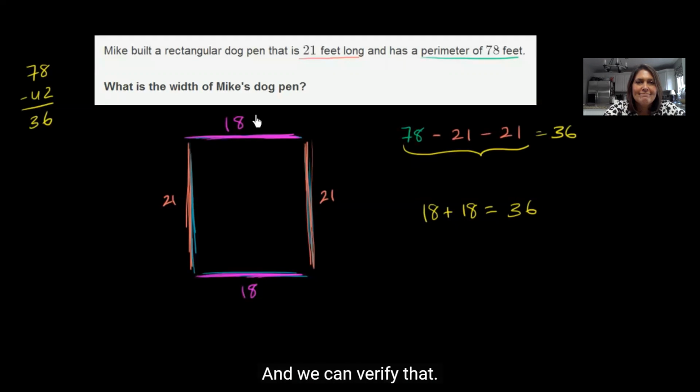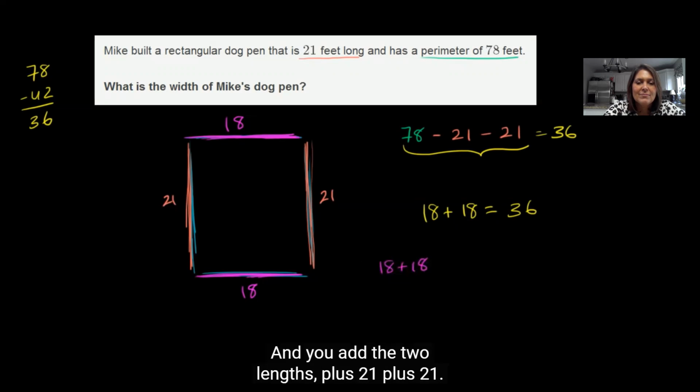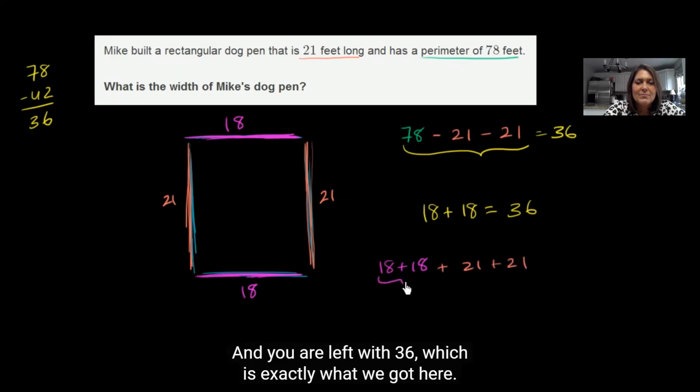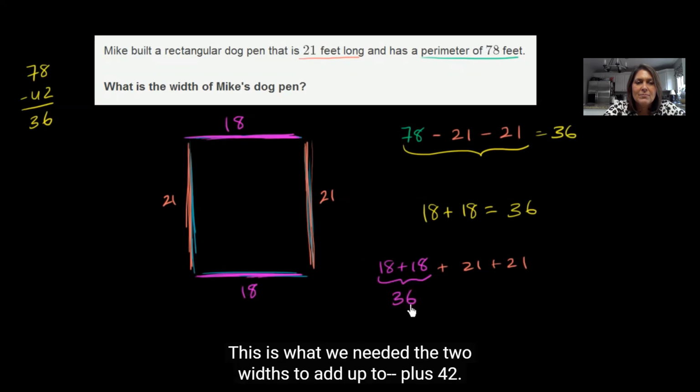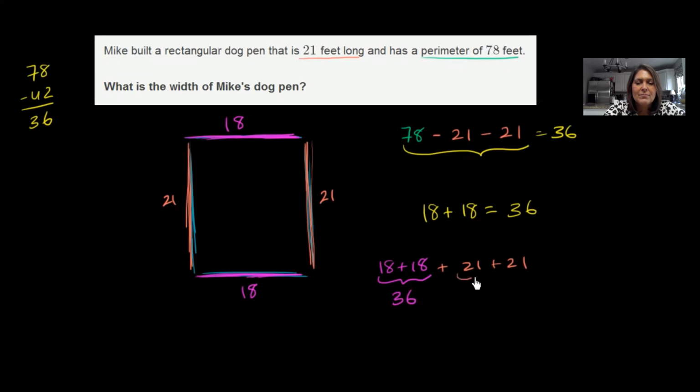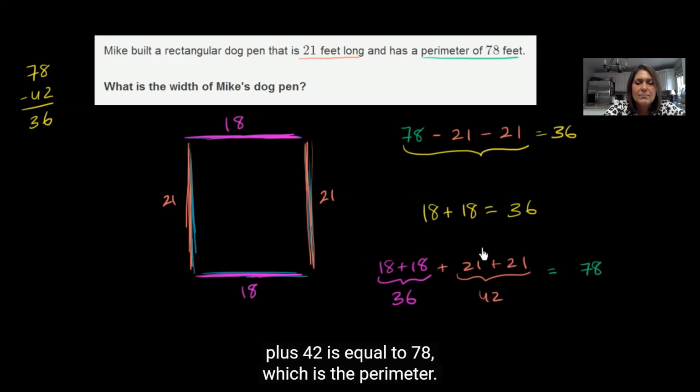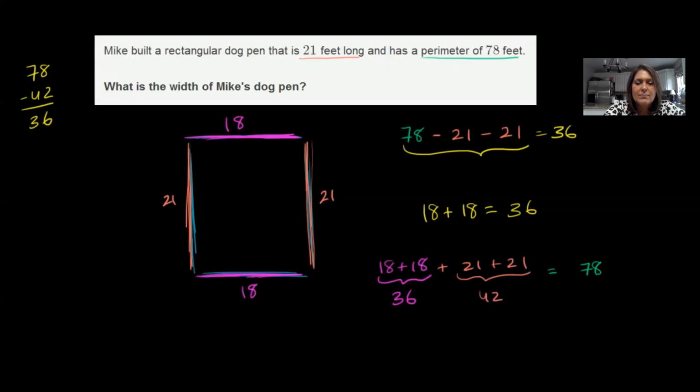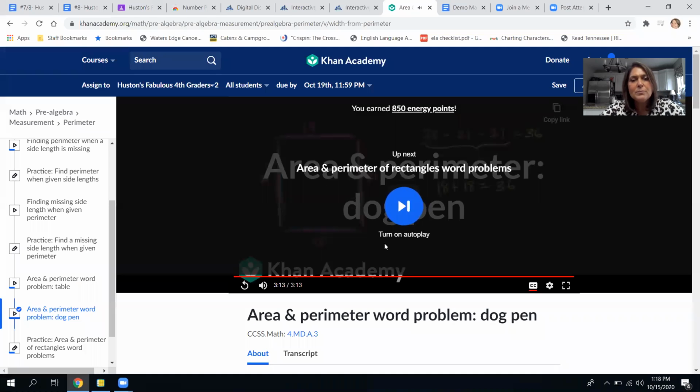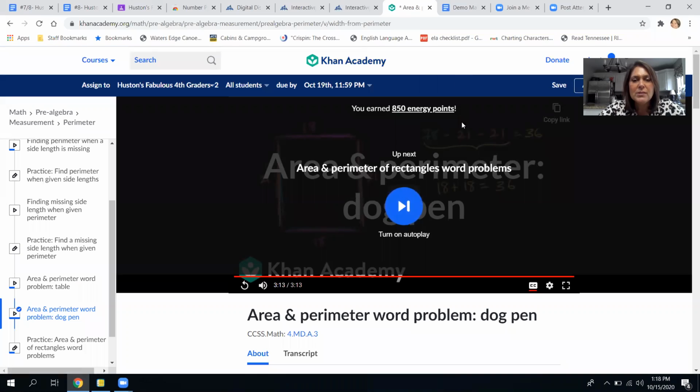And we can verify that. Try adding all of these up together. You add the two widths, 18 plus 18, and the two lengths, 21 plus 21, and you are left with 36, which is exactly what we needed the two widths to add up to, plus 42, which is equal to 78, the perimeter. Okay, not very hard, pretty simple.